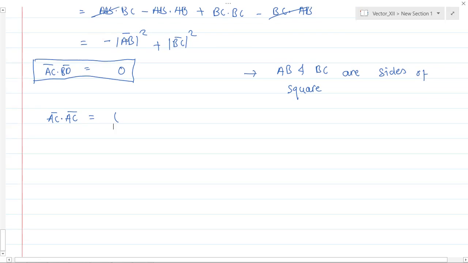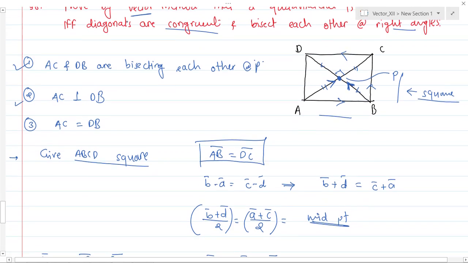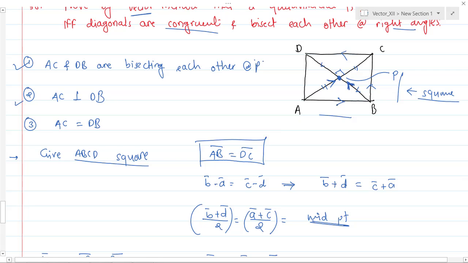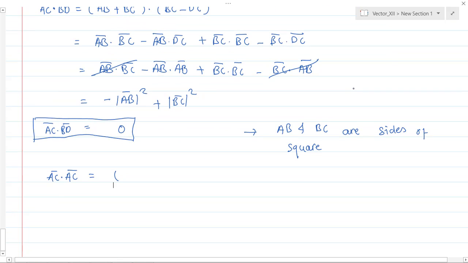So AC can be written as what? From the figure, if you see, what is AC? AC is nothing but AB plus BC. Okay, so let's have that. It is (AB bar plus BC bar) dot (AB bar plus BC bar). This is what we have. Now if you open this, what will you get? Open this.